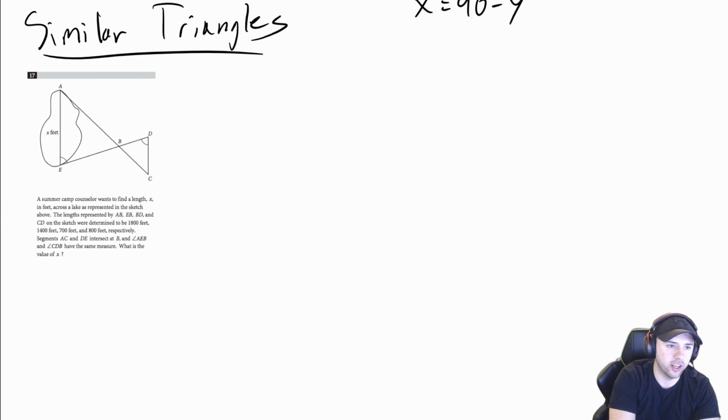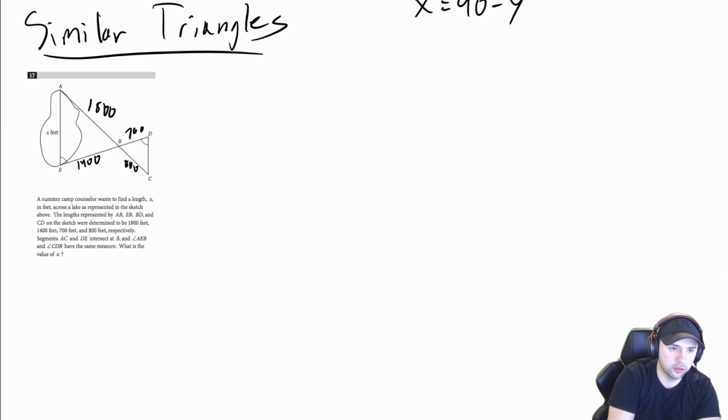So in this question we have, it looks like a lake and there's two triangles. It says a summer camp counselor wants to find a length x in feet across a lake as represented in the sketch. The lengths represented by AB and EB, BD, and CD on the sketch were determined to be 1,800 feet, 1,400 feet, which is EB, so that's this one, 700 feet, that's BD, and 800 feet, respectively. So AB, EB, BD, and CD.